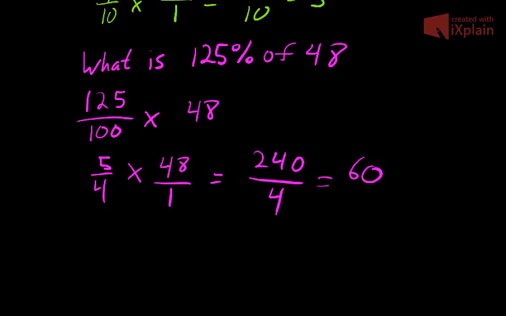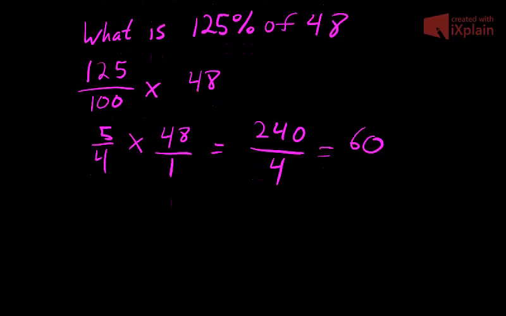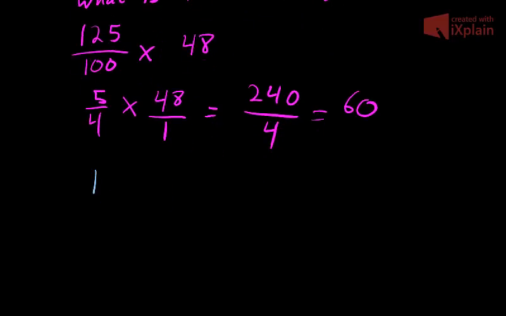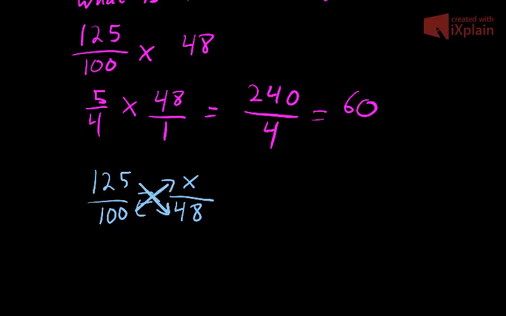So looking at it with the cross multiplication method of doing things, I can say that 125 over 100, and I want to find 125% of 48, so that means my ratio out of 100 has to be equal to something out of 48. And I'm just going to put an x here because I don't know what that is. So now I'm going to cross multiply, so I'm going to draw my X here, my big cross in the middle of the equal sign.